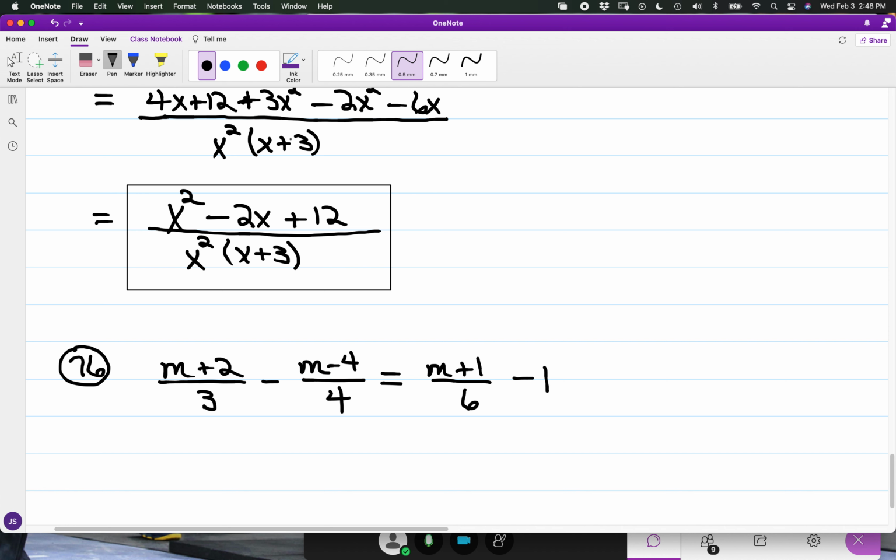Just to give you a preview, this one we can get to the least common denominator rather quickly. No letters are involved. 3 is already a prime number, 4 is going to be 2 times 2, and 6 is going to be 2 times 3. So with your primes, you have the numbers 2 and 3.